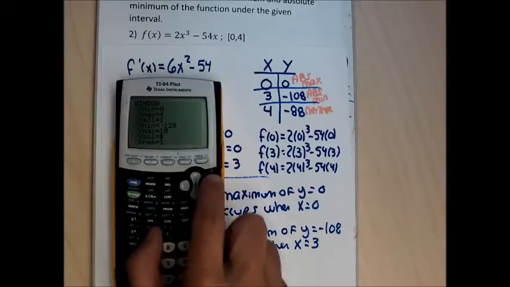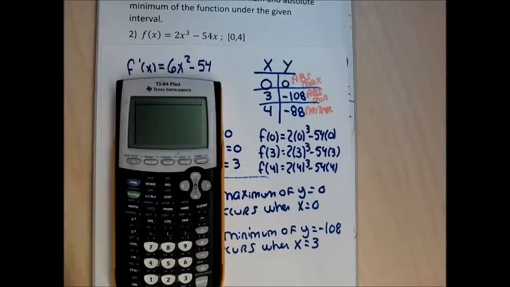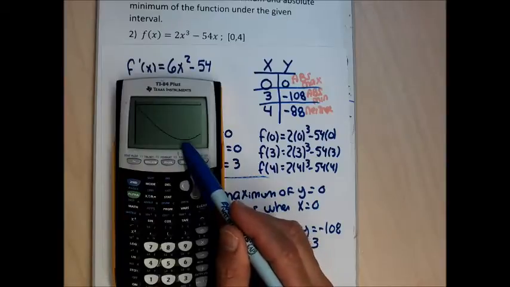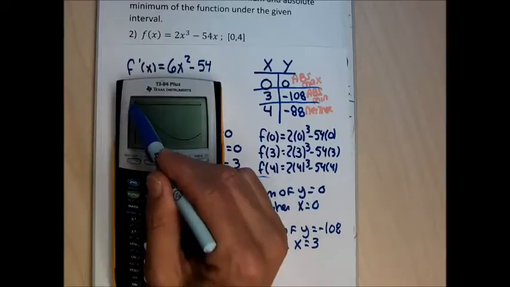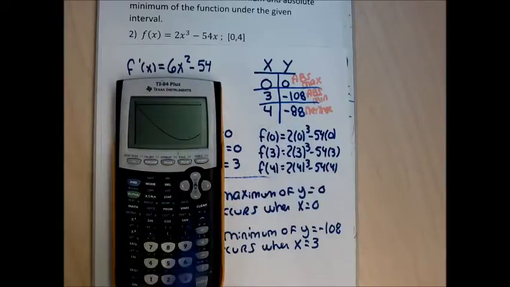Now I'm going to graph, and you'll be able to see. This, I believe, is the point (0, 0), where the absolute max was. This is the point (3, -108), where the absolute min was. This is the point (4, -88), which is neither. This point's neither because there's a point lower than it and there's a point higher than it, so it's not the absolute max or the absolute min.